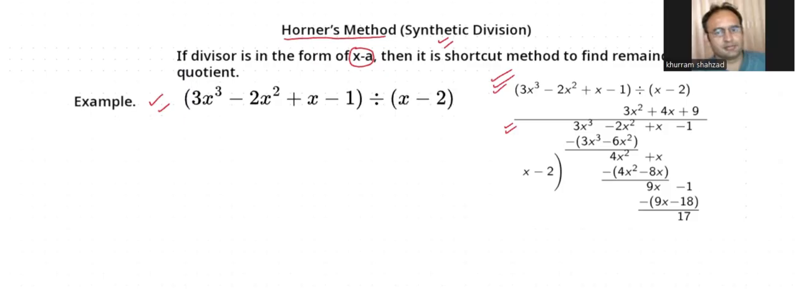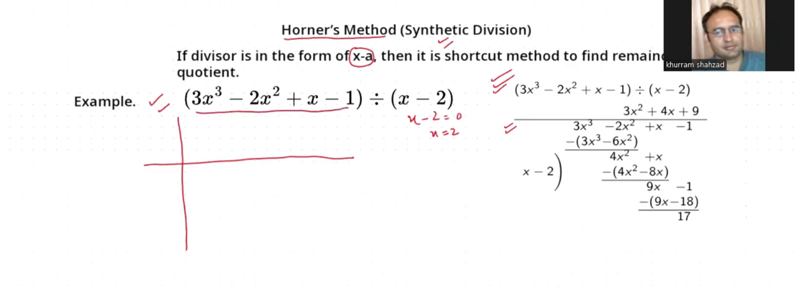What will we do? We will first substitute x minus 2 is equal to 0, and you will get x is equal to 2. So now I will make the progress in this way. First of all, we have to look at this dividend. Here you can see that the coefficient of x cubed is 3. So first of all, we will write here 3.